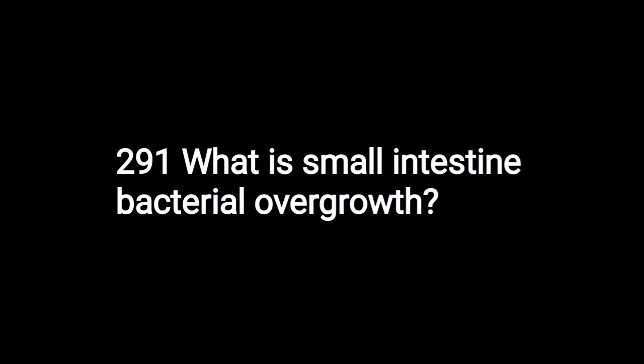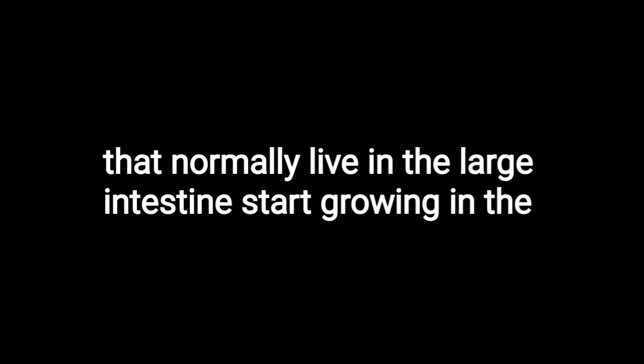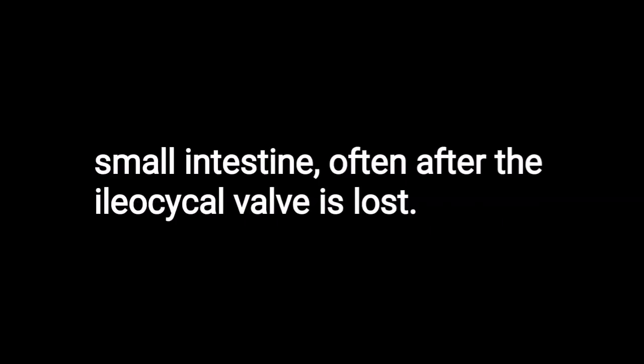291. What is small intestine bacterial overgrowth? SIBO. SIBO occurs when bacteria that normally live in the large intestine start growing in the small intestine, often after the ileocecal valve is lost.